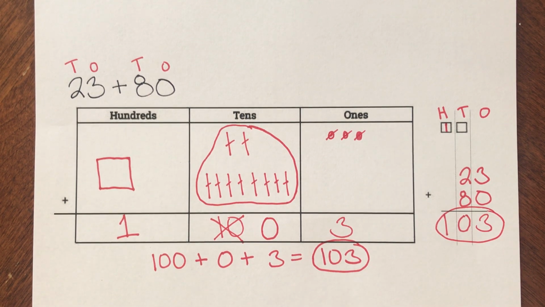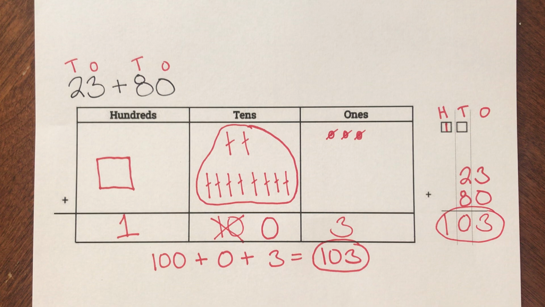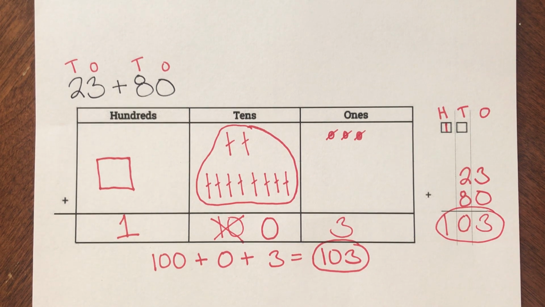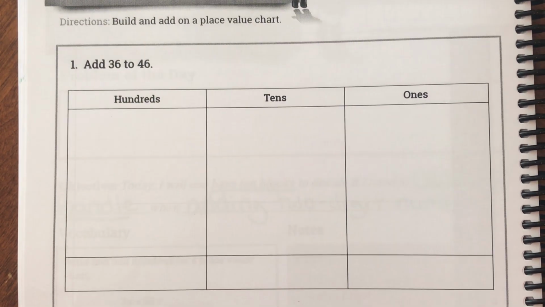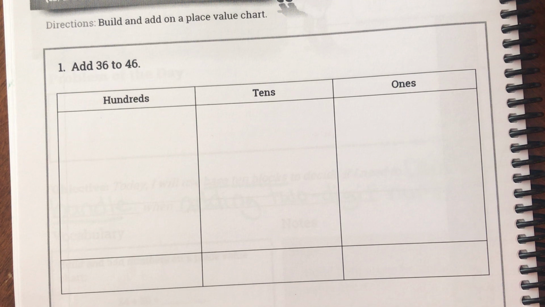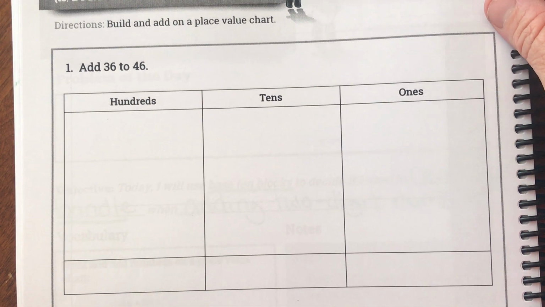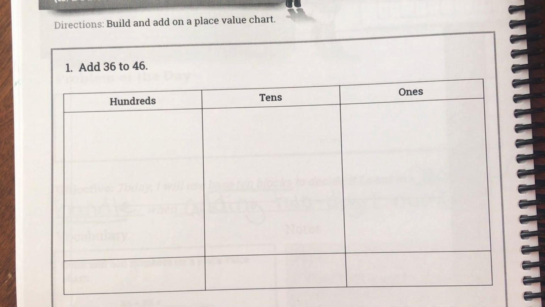Okay, boys and girls, let's try some of these together. We are on page 203. And here's our first problem. It says we're going to add 36 to 46. I apologize, 36 to 46.